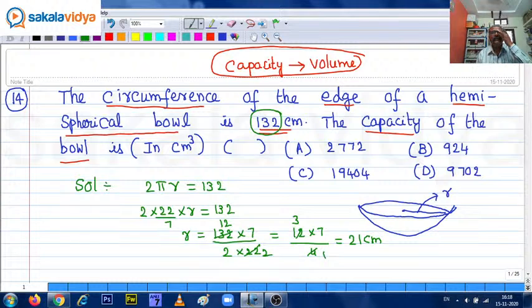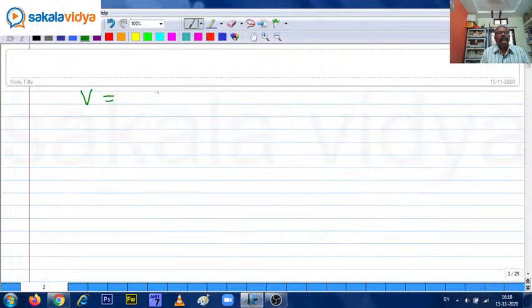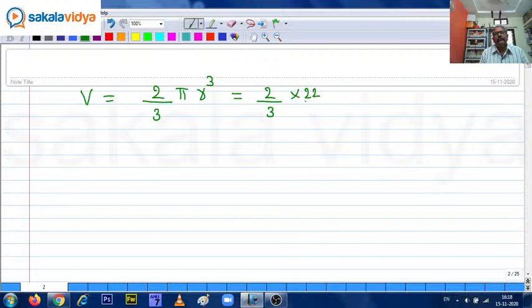Now what do we need to find out here? We need to find the capacity or volume of the hemisphere whose base radius is 21 centimeters. So volume V is equal to 2/3 of pi r cube. That is equal to 2 by 3 into 22 by 7 into r cube. See, r value is 21, so 21 into 21 into 21 we can write. 7 threes are 21, 3 ones are 3, cancel. 22 into 2 is 44. 21 into 21.